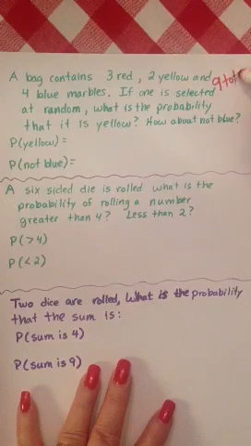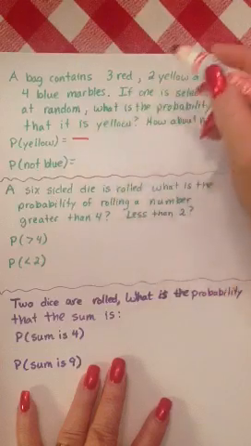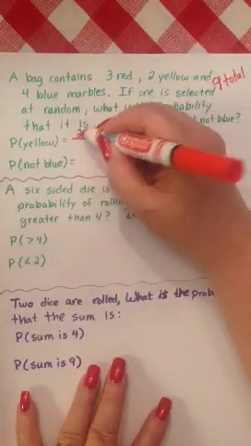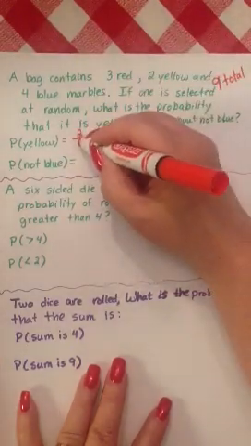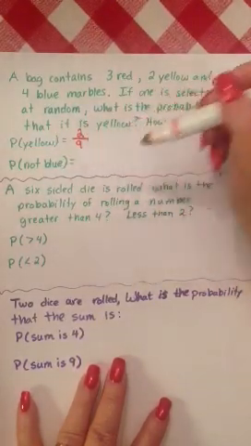9 total. Alright, so the probability that it's yellow will be how many yellow ones are in it, which are 2, divided by the 9 total marbles in the bag. So the probability that it's yellow would be 2 out of 9.